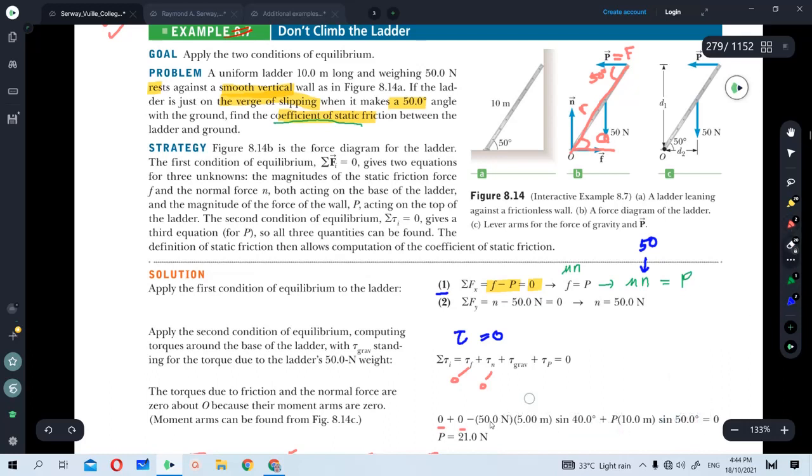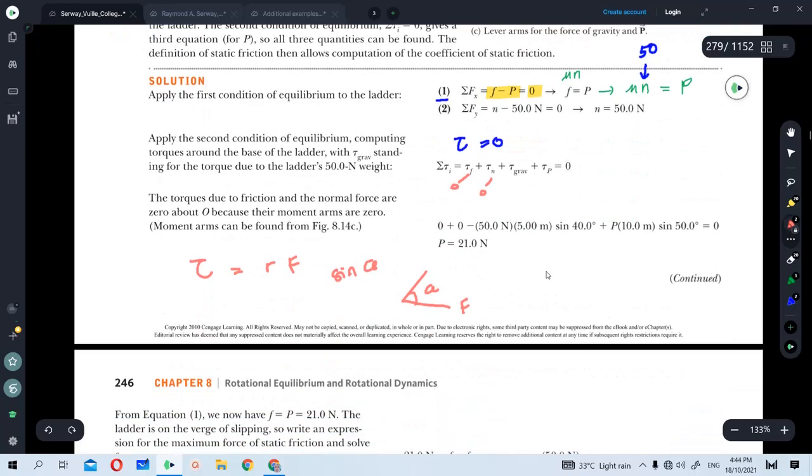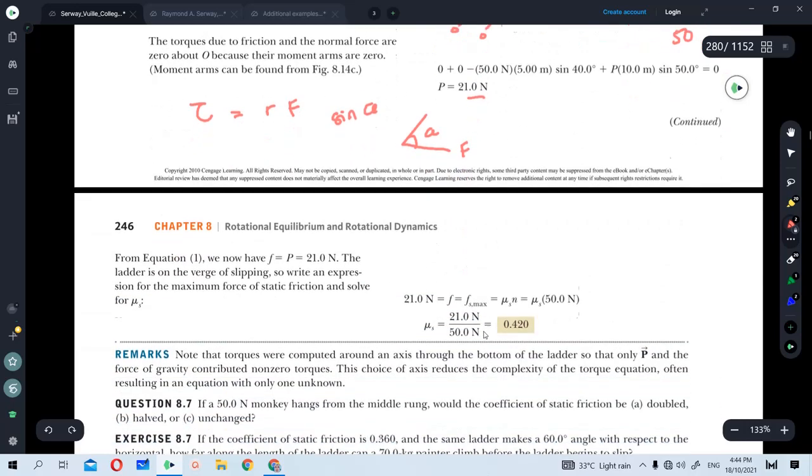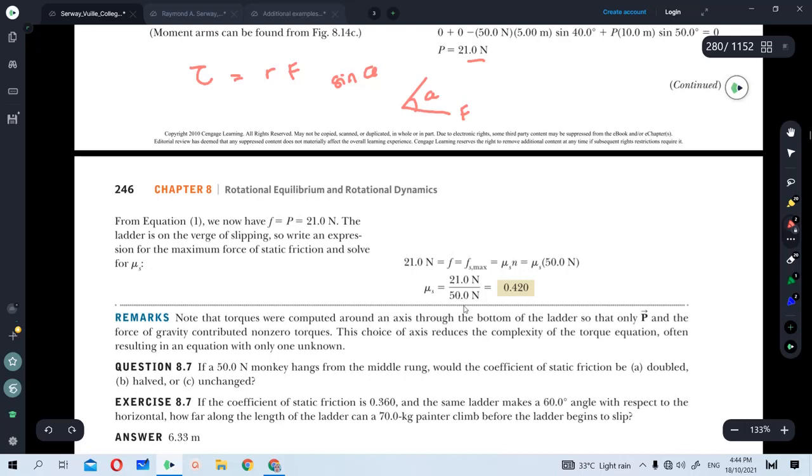Alright, now that you have this, recall your aim. Your aim in torque is to get the P value. Once you get the P value, which in this case is 21 Newton, you're going to substitute it here. This is 21 Newton. And therefore, you can now calculate the value of the coefficient by 21 dividing by 50. Let's look at the answer. 21 divided by 50 is 0.42 without units because newtons are being cancelled out.